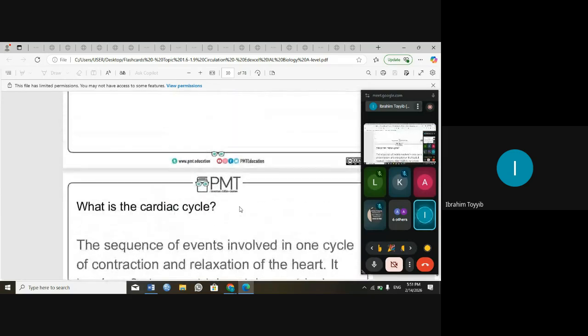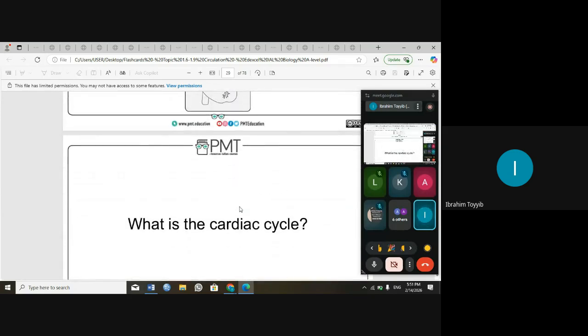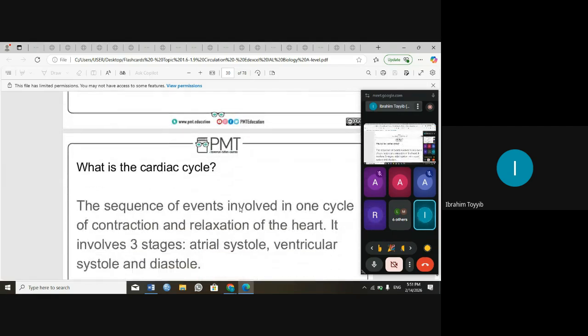How many types of systole do you have? Two. Mention them now. Atrial systole and ventricular systole. So systole, with diastole like that, everything now makes up the cardiac cycle.